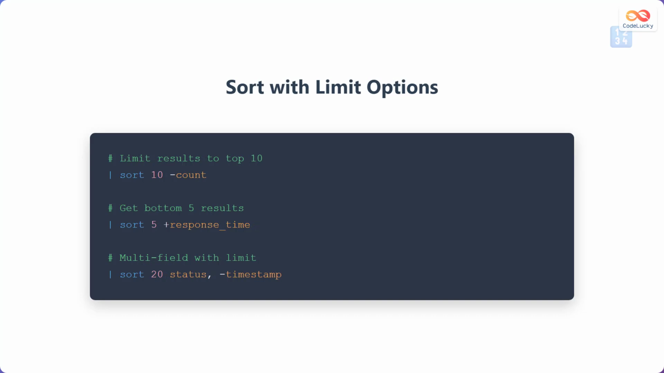When working with large datasets, you often don't need to see all results, just the top or bottom records. The sort command allows you to specify a limit number at the beginning. For example, pipe sort 10 -count will give you the top 10 records with the highest count values. This is extremely useful for performance optimization and focusing on the most relevant results. You can combine limits with multi-field sorting as well, giving you the top 20 results sorted by status and then by timestamp in descending order.